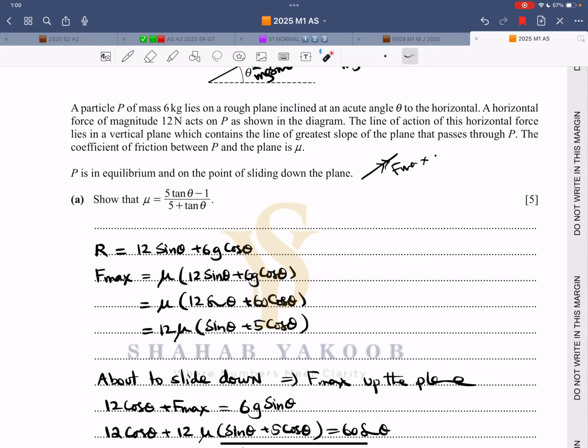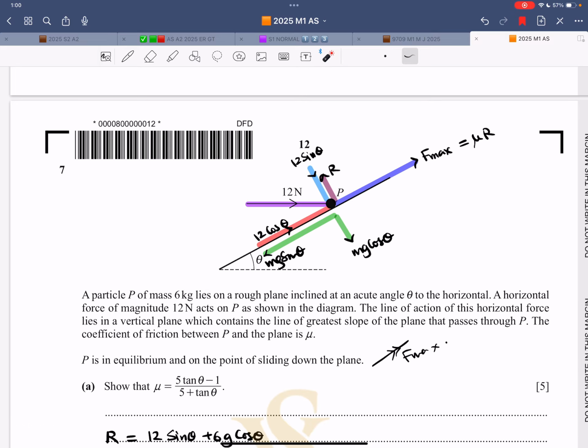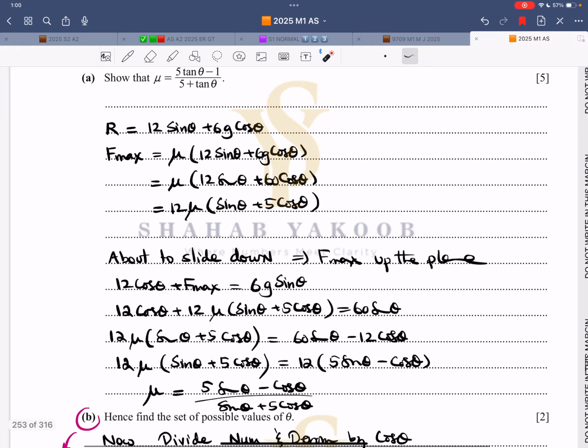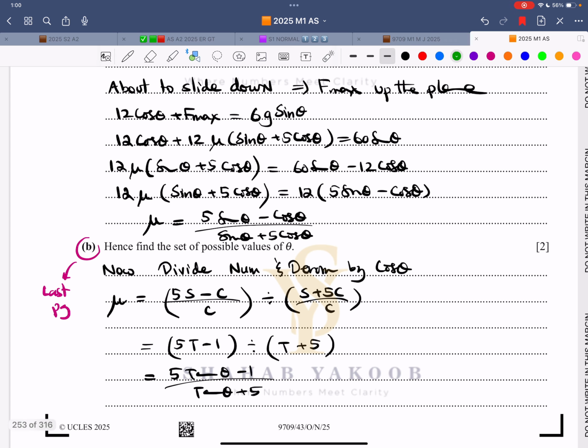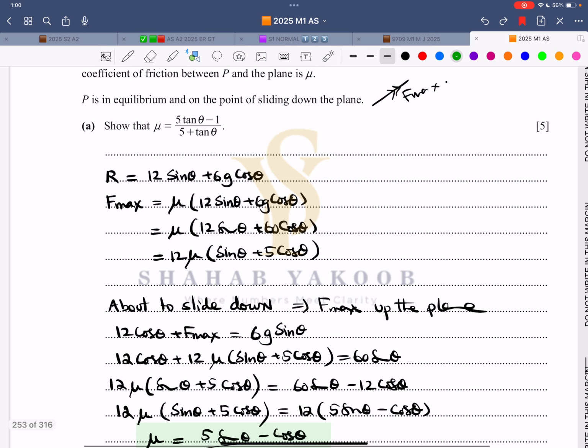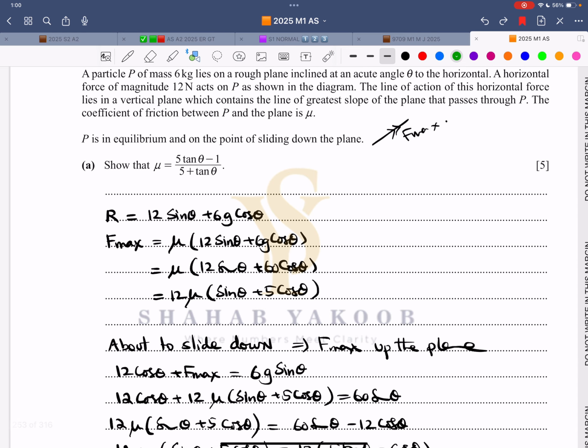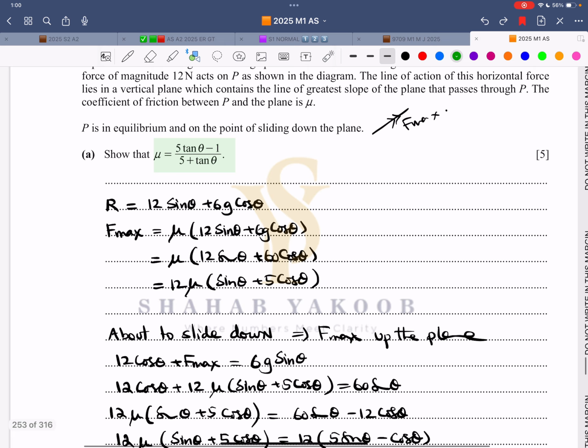12 mu. About to slide down, friction is up. So therefore mg sine theta, that is 6g sine theta. This is 12 cos theta. That is going up. F max is going up. So about to slide down, F max up the plane. 12 cos theta plus F max is 6g sine theta. 12 cos theta plus 12 mu sine theta plus 5 cos theta is 60 sine theta. Again take common, divide, and then you get this beautiful answer, which is over here, mu equals to this thing. So that is right over here, mu equals to this thing. Okay, so that is how this thing is obtained.